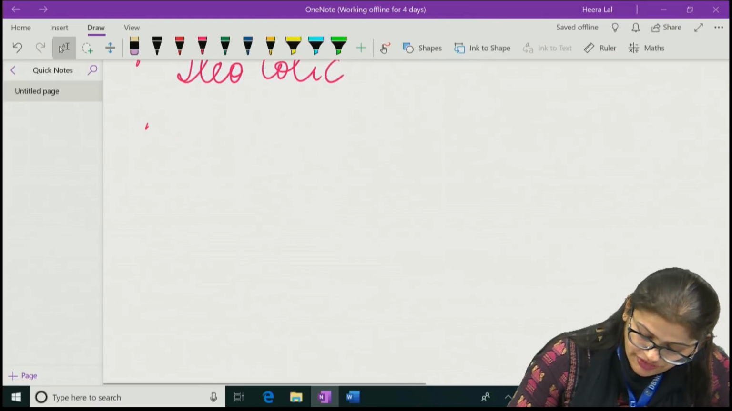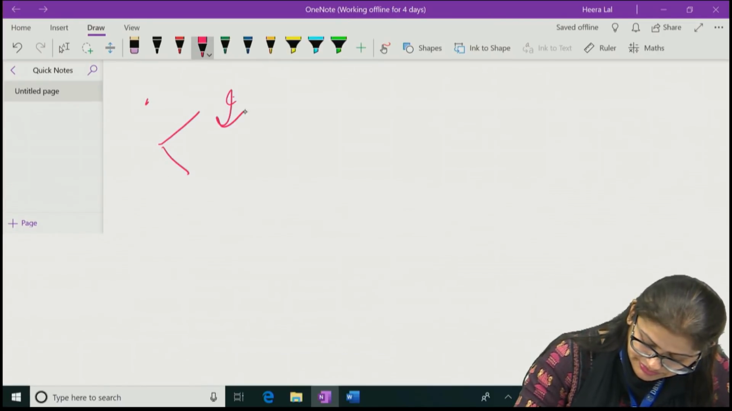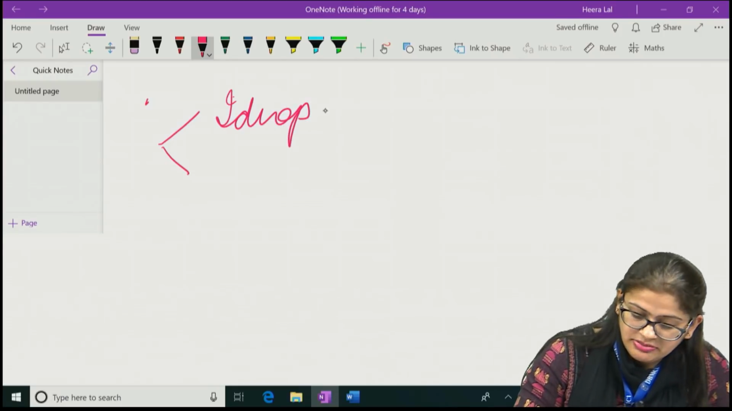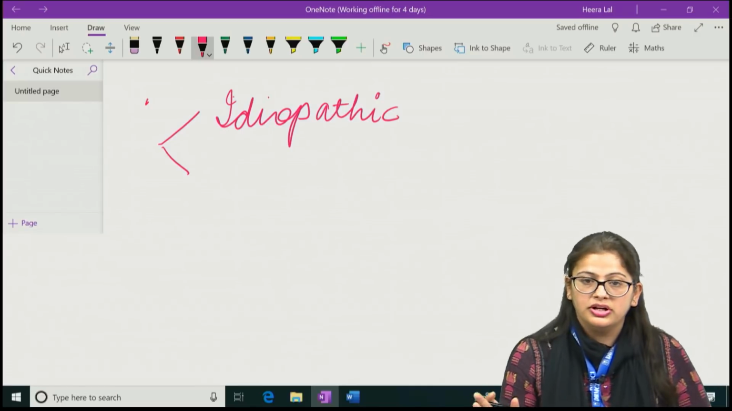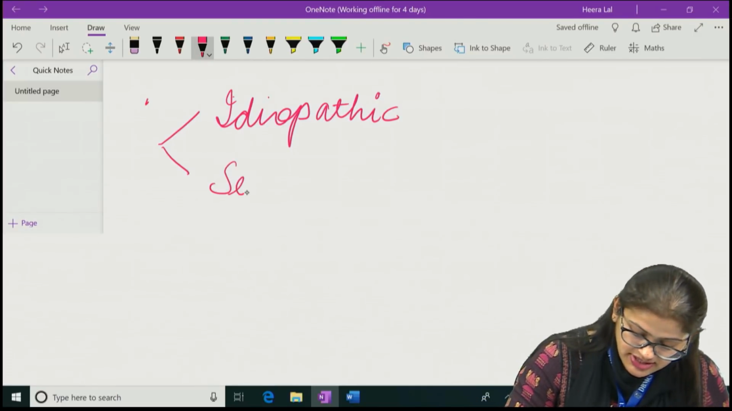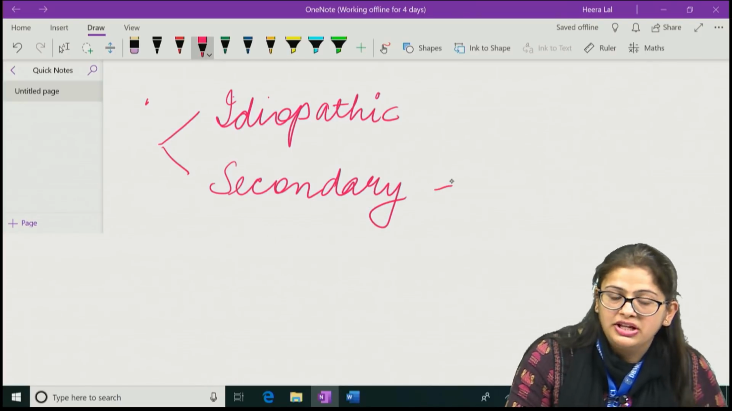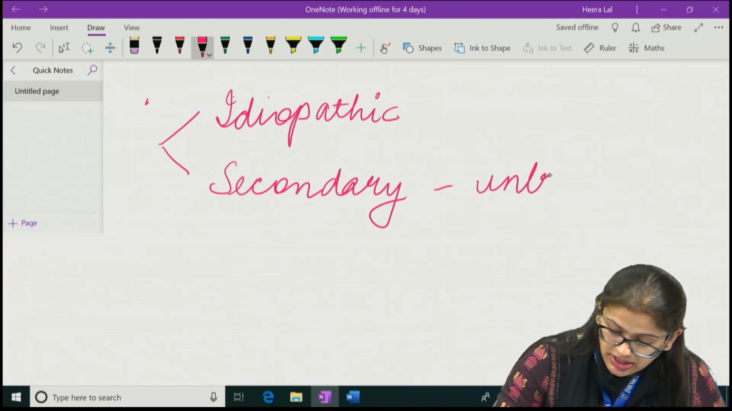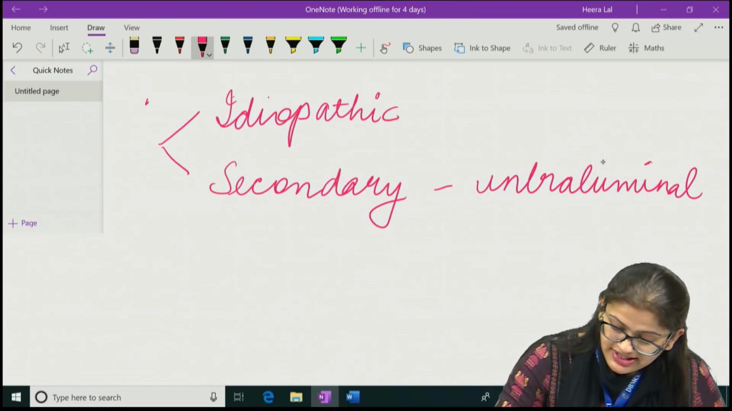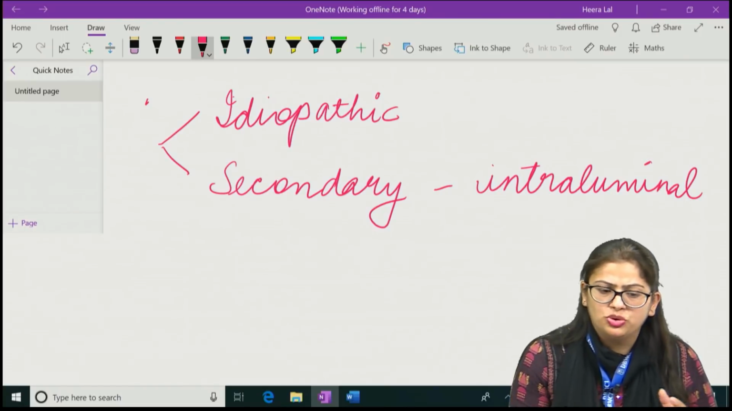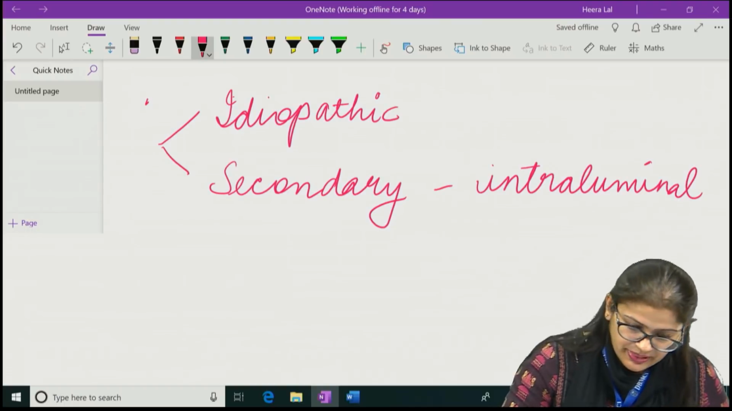The etiology of intussusception can be either idiopathic, where no cause can be ascertained, or it can be secondary, in which an intraluminal pathology can be seen. For example, it could be a polyp, any growth, or submucosal masses which act as lead points.